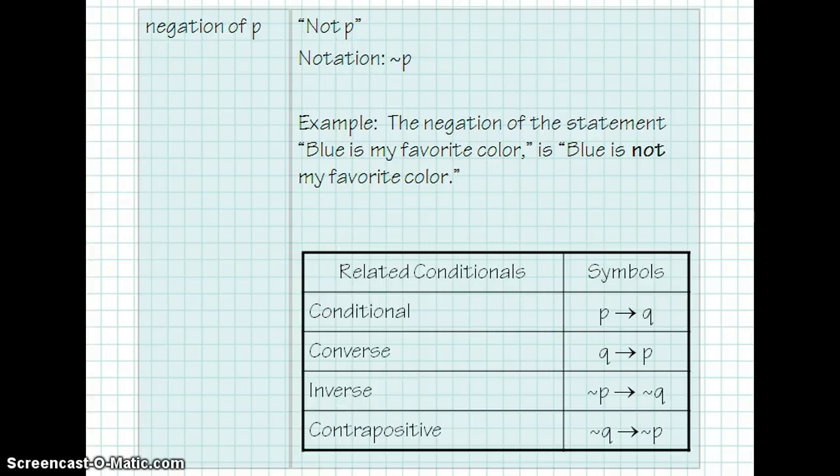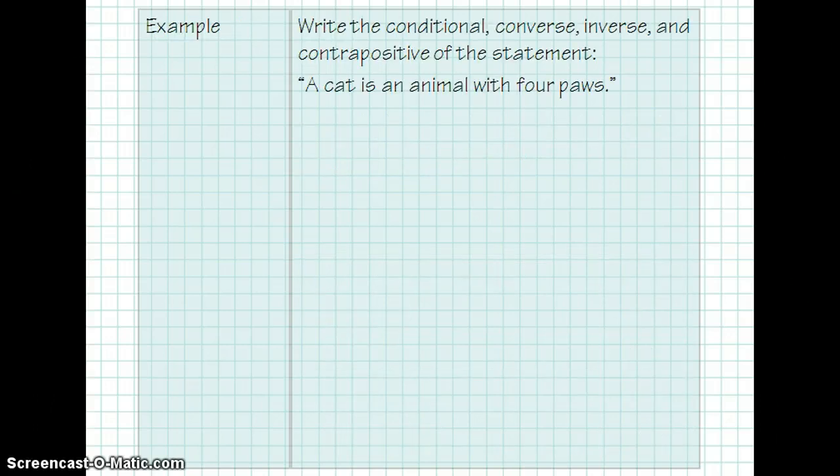So the contrapositive of "if P then Q" is "if not Q, then not P." So how does this play out? Well, let's take a look at an example. We've got the statement, "A cat is an animal with 4 paws." We're going to write the conditional, the converse, the inverse, and the contrapositive.